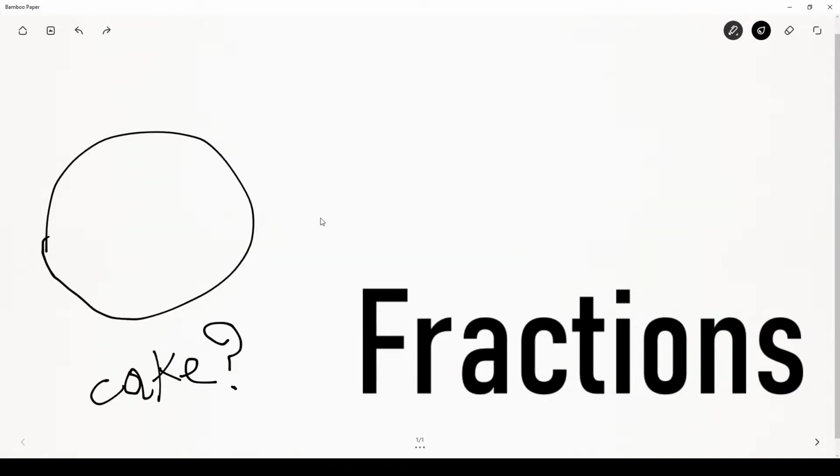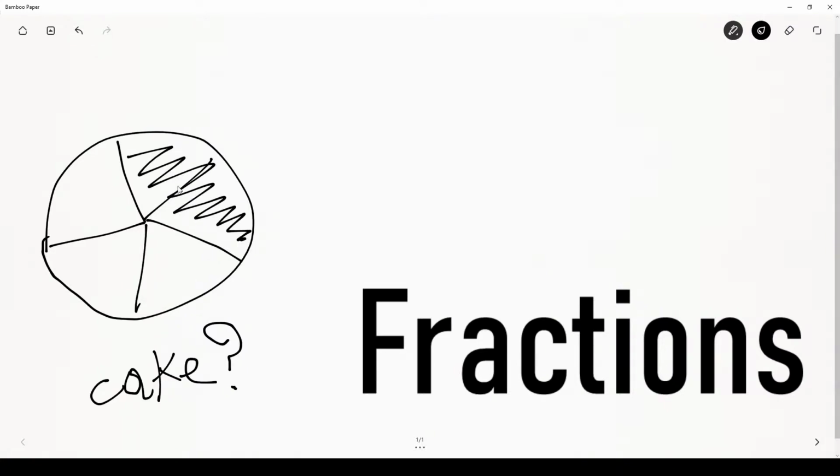Now picture this. It is your birthday and we have this cake. And let's say we want to divide it in 5 equal parts. So we divide it. And let's say we want to name these 2 parts. So how do we name it? How do we make it a fraction?